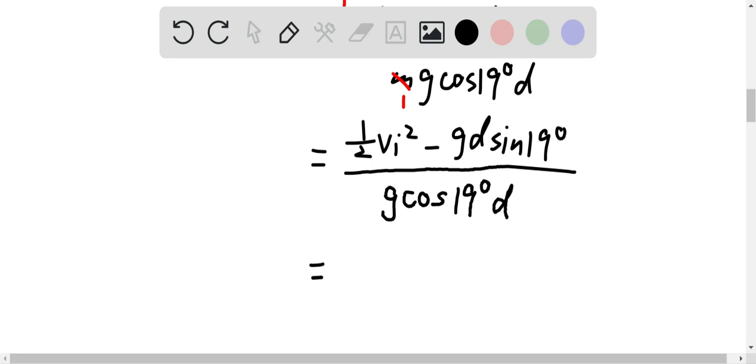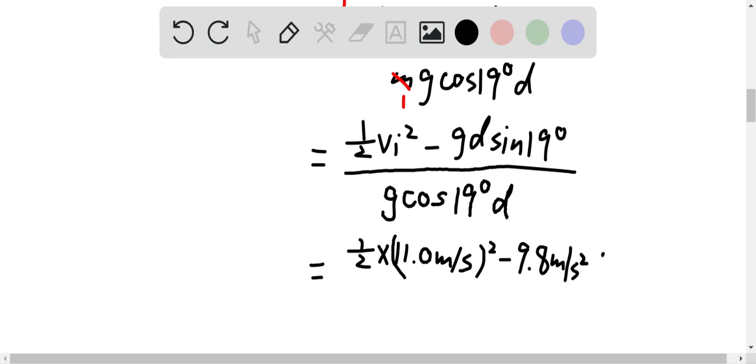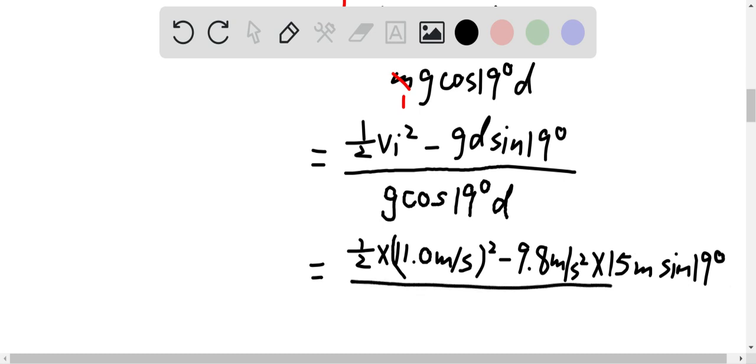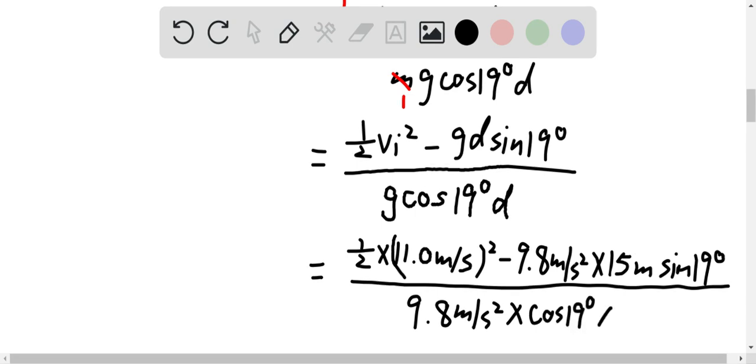Okay, so now we can plug in the values. We know the initial velocity was given as 11 meters per second, so it's just 1/2 times 11.0 meters per second, and then the whole velocity squared, minus g, which is 9.8 meters per second squared, times d. d is given as 15 meters, times sine 19 degrees, over g, which is 9.8 meters per second squared, times cosine 19 degrees times d, which is 15 meters.